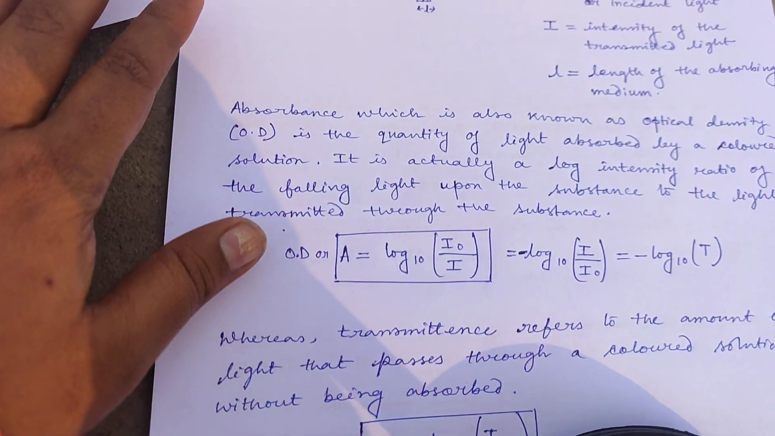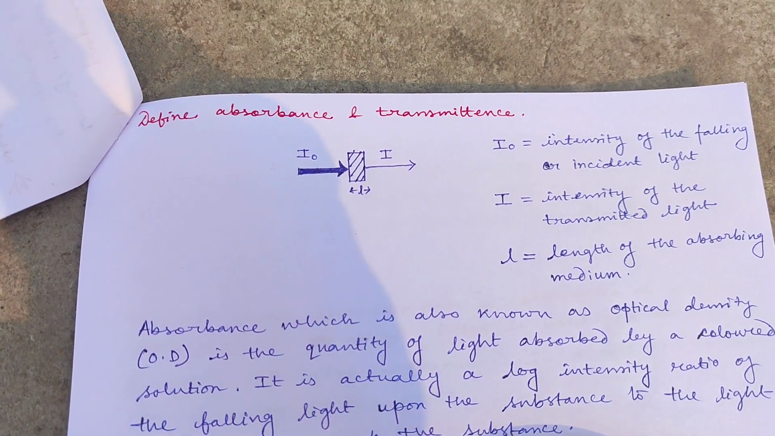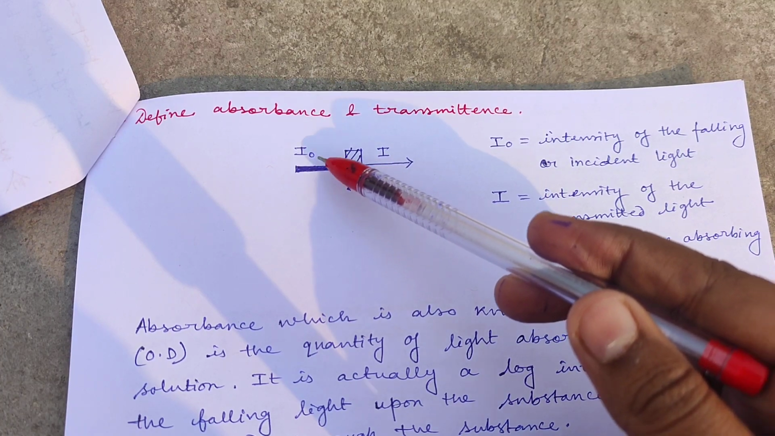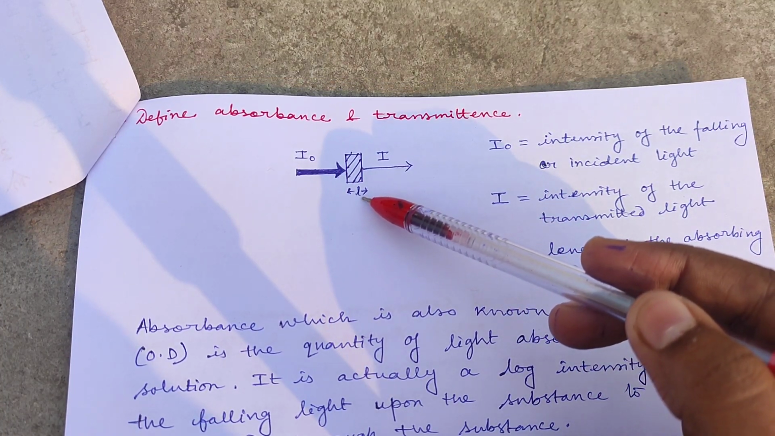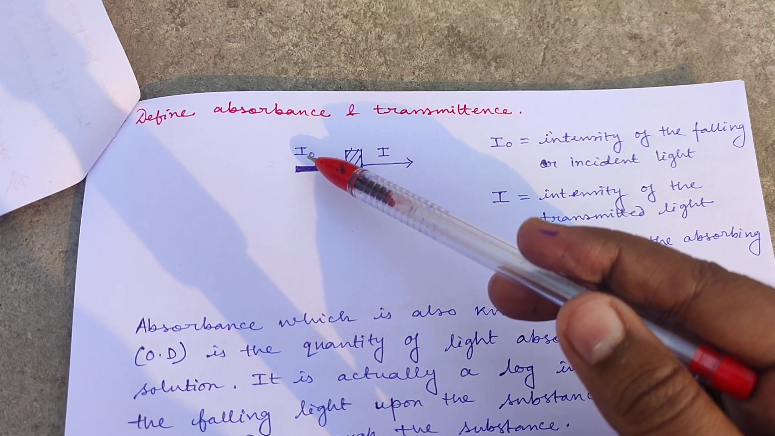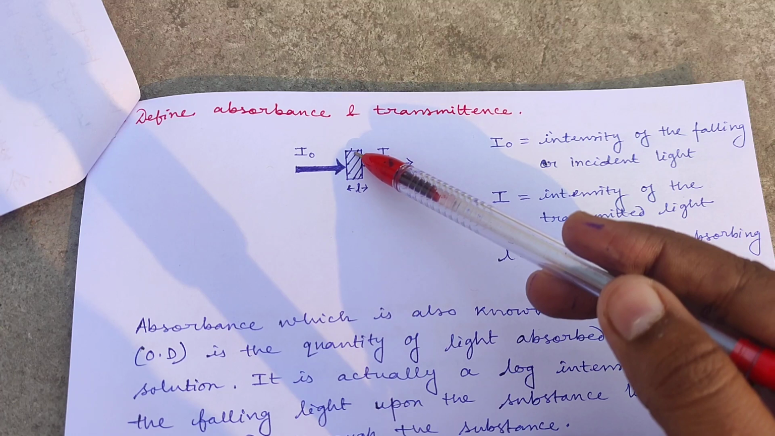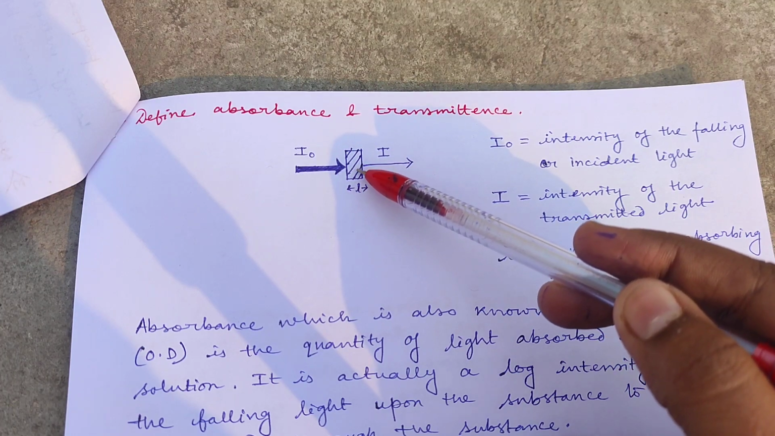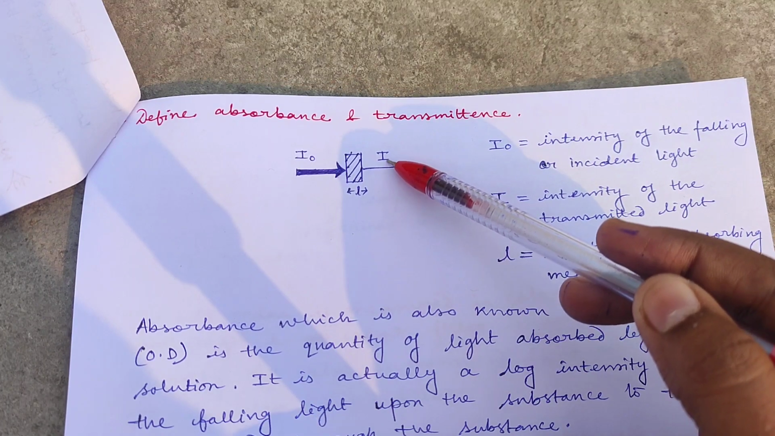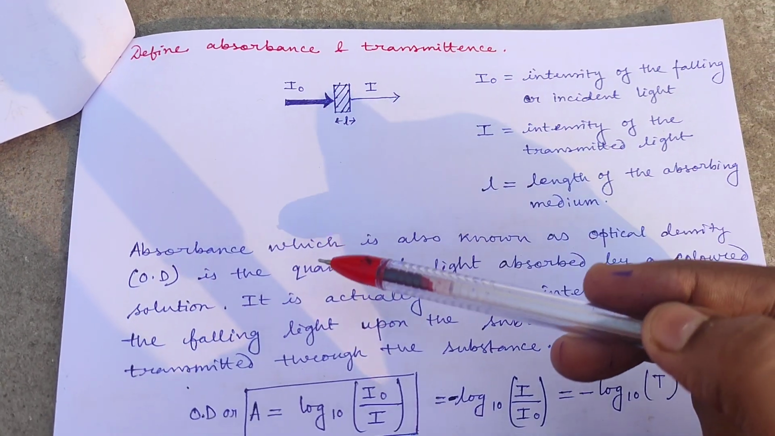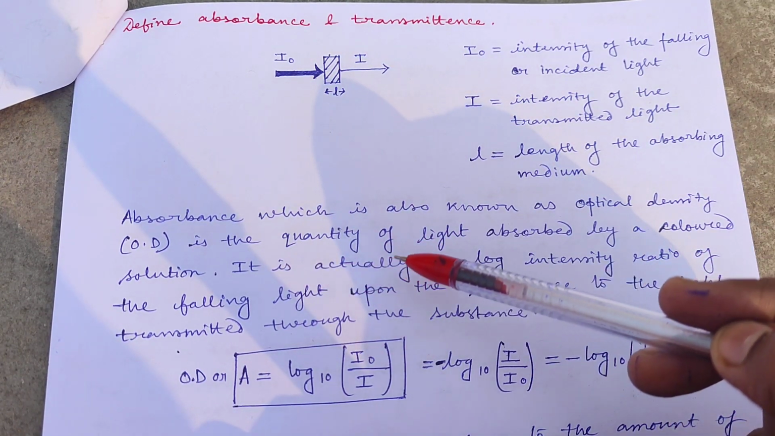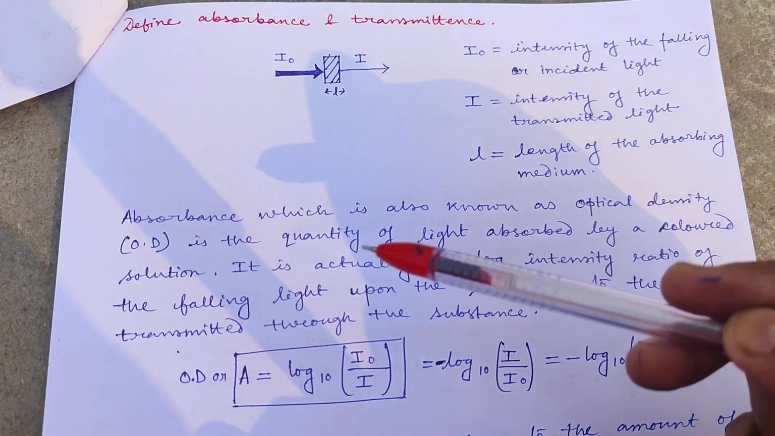So going to the next question, define absorbance and transmittance. See, if this is a substance whose length is small l, and this is the intensity of the falling light or incident light known as I naught, obviously some light will be absorbed and after that the rest will be transmitted, and the intensity of the transmitted light is I. So absorbance, which is also known as the optical density or OD, is the quantity of light absorbed by the colored solution.